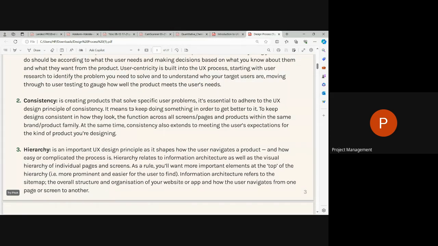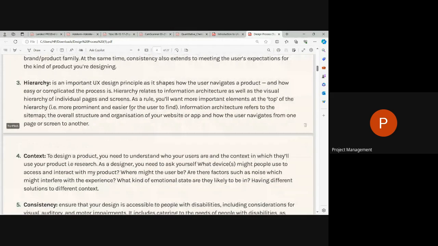So the third one is hierarchy. This is also an important design principle because it shapes how a user navigates the product. Hierarchy is basically the arrangement of design elements based on their order of importance. That is what hierarchy is. Arranging elements based on their order of importance. Hierarchy is going to tell you how easy a product will be, or how hard or complicated the product will be.